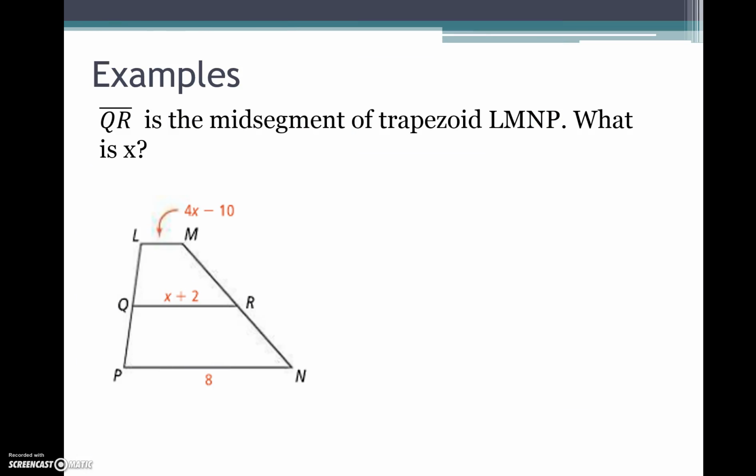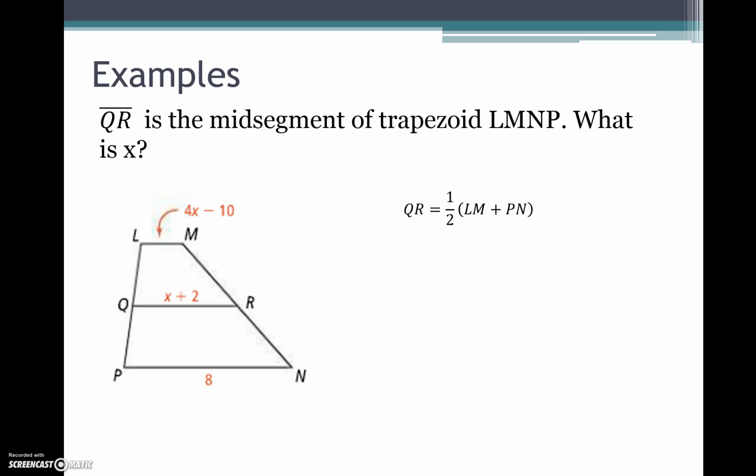Let's do our last one here, this last example for trapezoids. We know that the segment QR is the mid-segment of trapezoid LMNP, so we want to find the value of x. Now we're going to go back to that relationship where the mid-segment is half the average of the other two sides, the parallel bases. So let's set it up in general. QR, which is the mid-segment, is equal to 1/2 of LM plus PN.